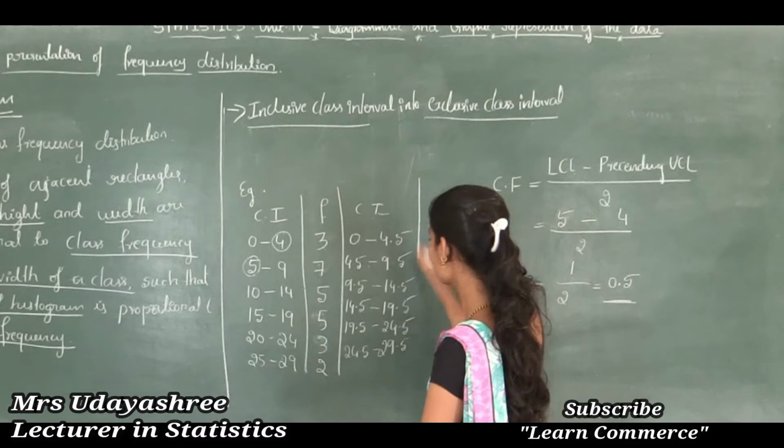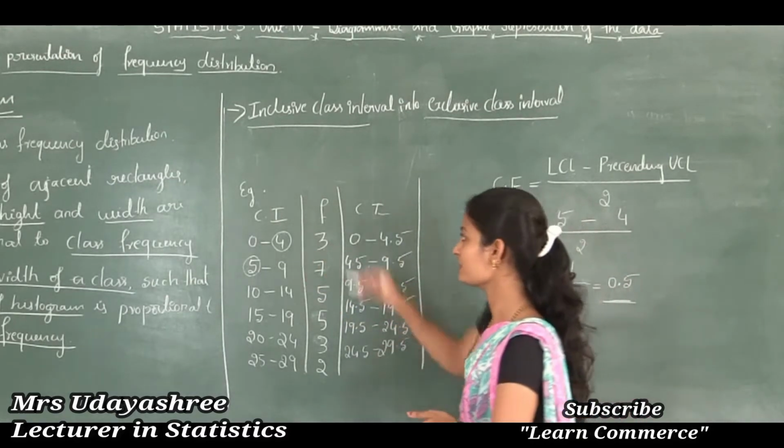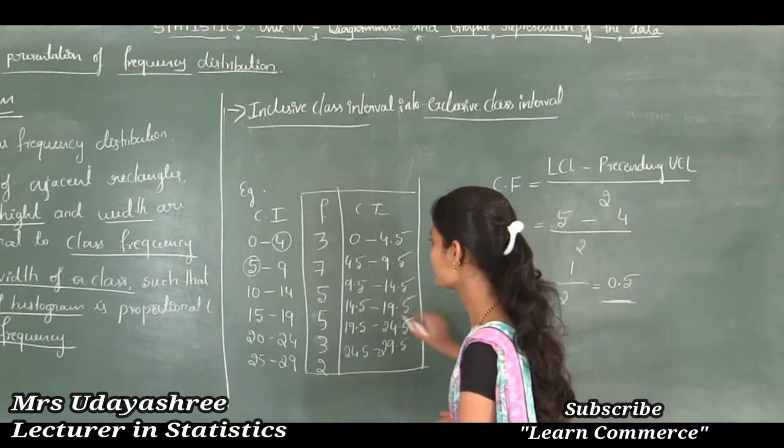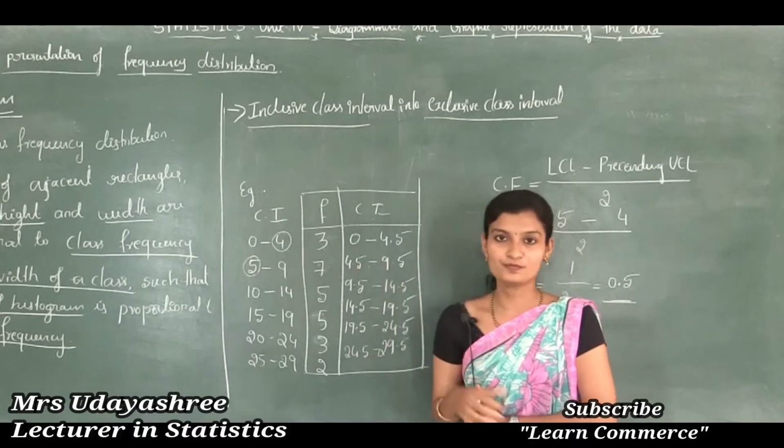These were inclusive class intervals, and now this set of observations is a continuous frequency distribution. Now we can easily draw the histogram using these observations.